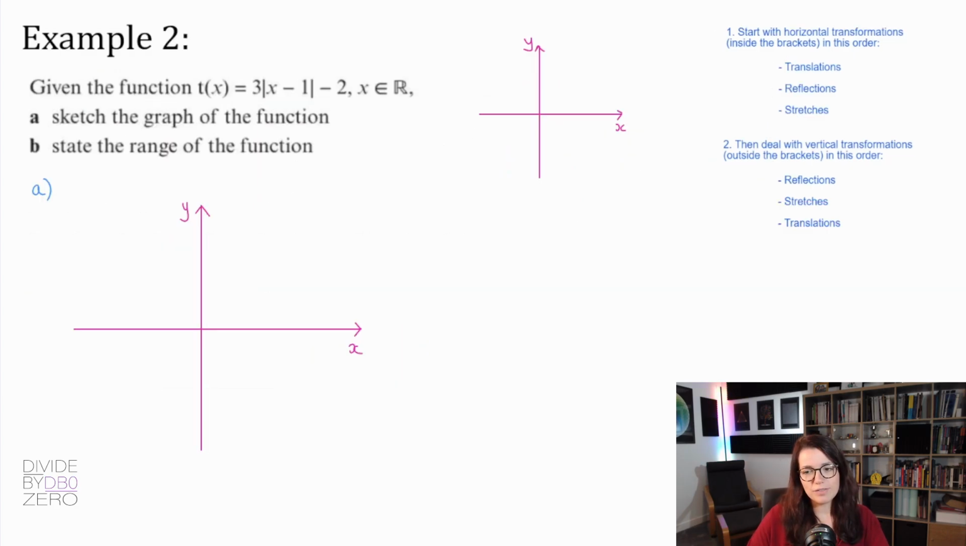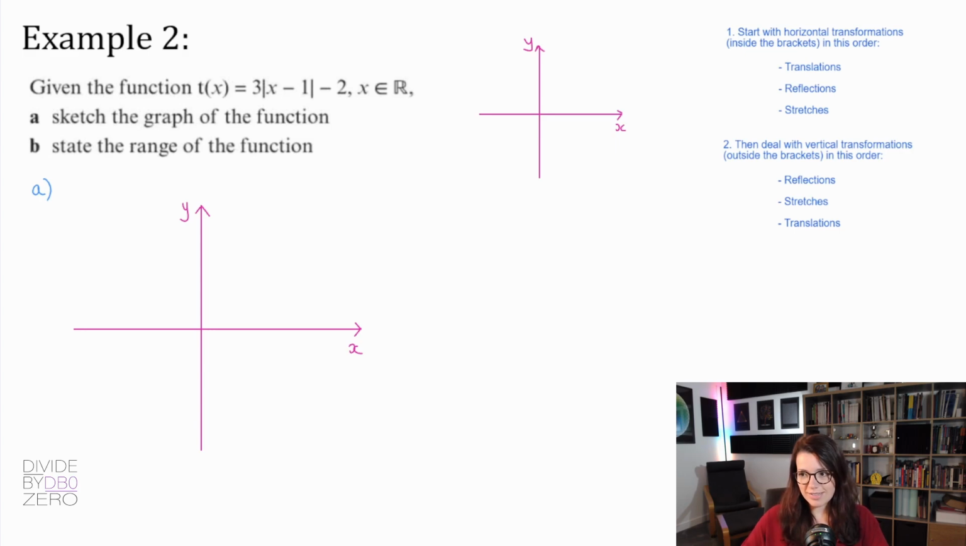Example 2. Given the function t of x equals 3 modulus of x minus 1 take away 2, where x is a real number, part A, sketch the graph of the function, and part B, state the range of the function. Now, when the modulus function is involved, it's a good idea to start with a basic sketch of the modulus of x in this case, and then see what happens in terms of transformations.